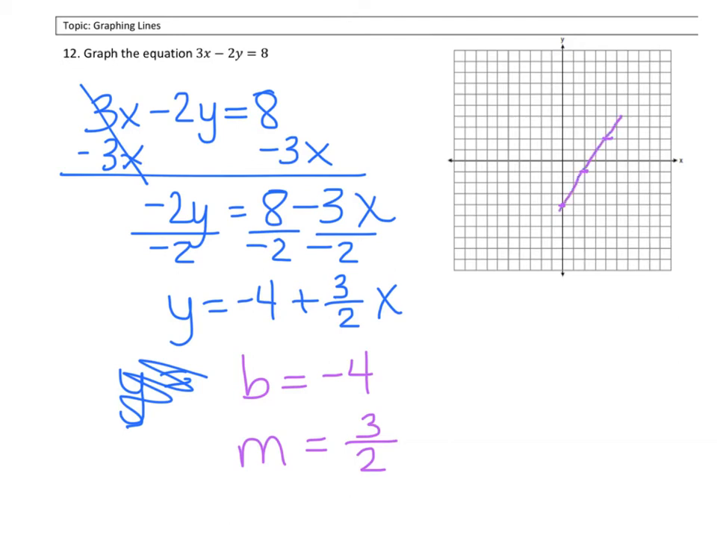I don't have a ruler, so I'm doing the best I can. You, of course, should always use a straight edge or a ruler or the edge of your calculator, or the edge of your planner, something so that you make nice, neat lines, especially on a quiz or a test. Okay, let's move on to the next one.